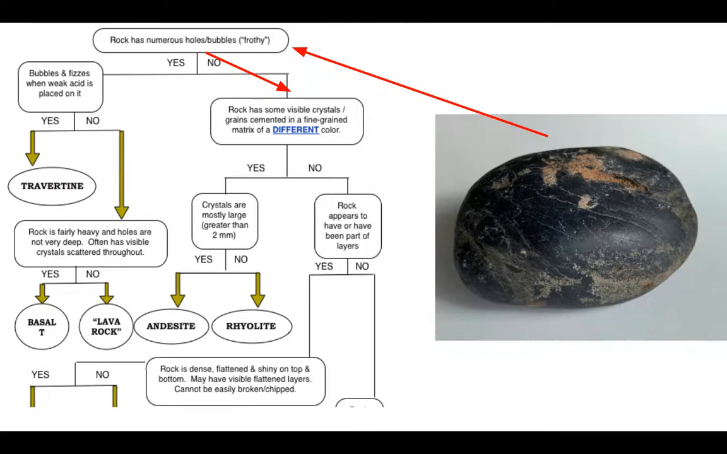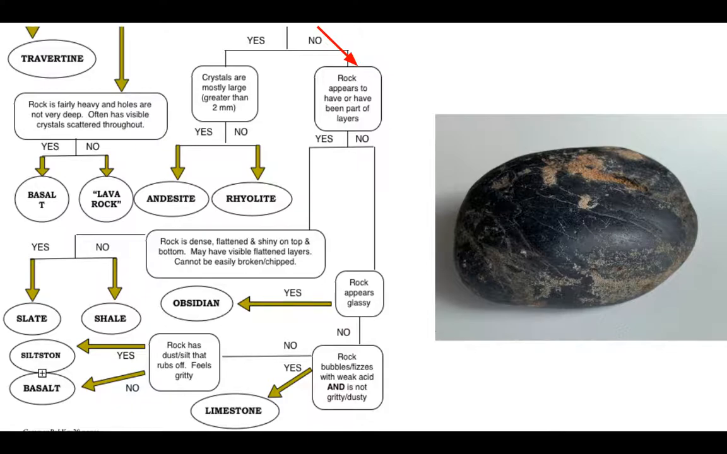So if you think back to the rock that I showed in the video from yesterday, it had large white crystals that were visible in sort of a grayish green background made of crystals we couldn't see. So anyway, that's what this is talking about. And in this case, that is not what we have. Pretty much the whole thing is black. So we say no. The rock appears to have been part of layers. No, this rock doesn't appear to have that be the case. It doesn't look like it's got flattened tops or bottoms or has broken off or out of a layer. So we'll say no. It appears glassy. No, it does not appear glassy.